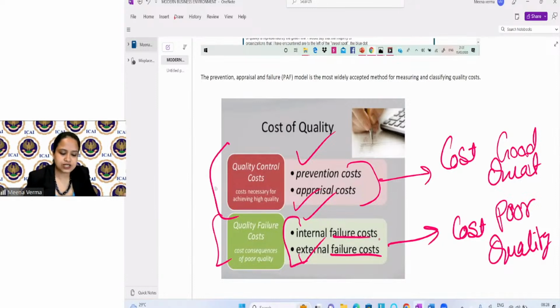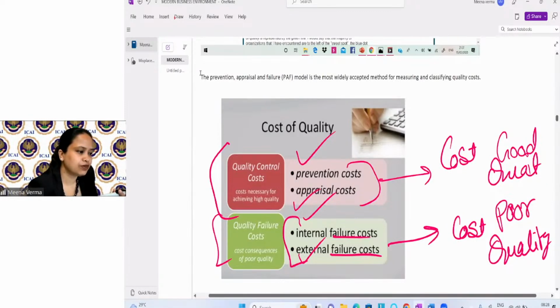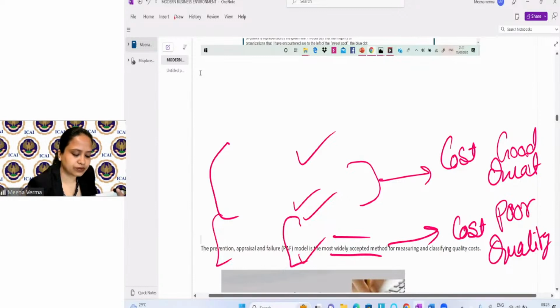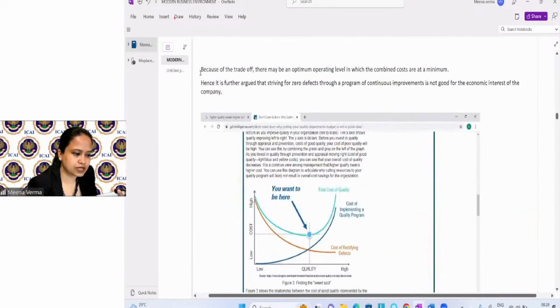That's it. Now let's try to understand a graph which we have here. If you see, we have a graph here. This graph, right? Give me 1 minute.